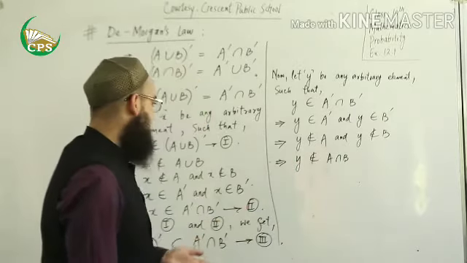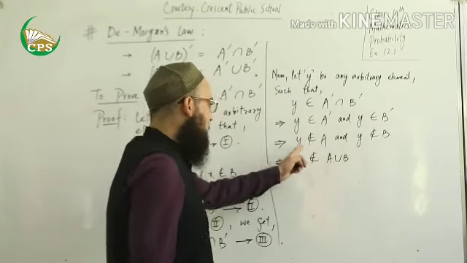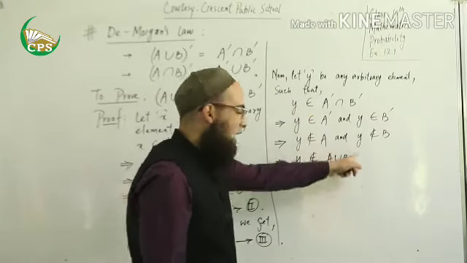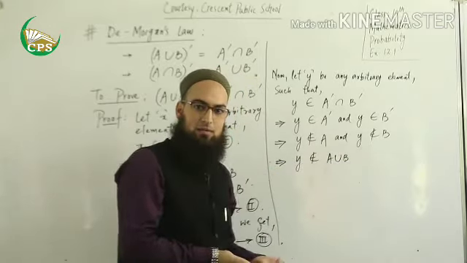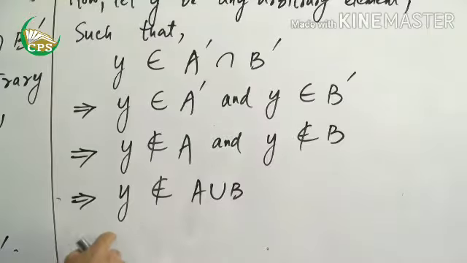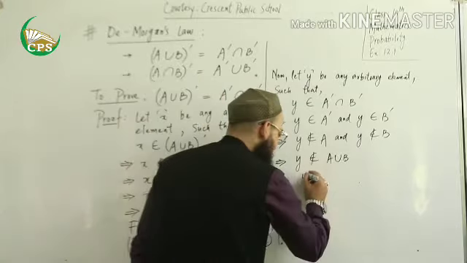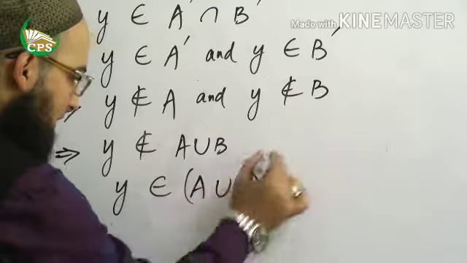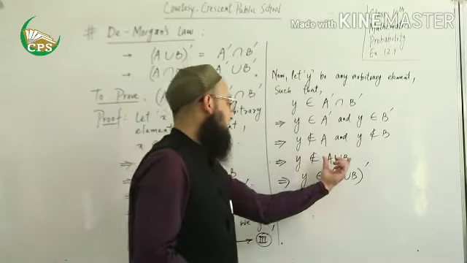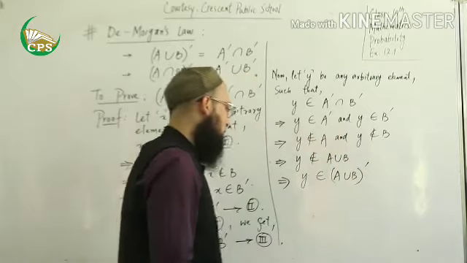Oh, sorry, union. Y does not belong to A, Y does not belong to B. Neither is it in A nor is it in B. That means it's not in the union. So Y does not belong to the union. Now if it does not belong to A union B, it does belong to A union B whole complement. Because it is not in the set, it will be in the complement of the set. So Y belongs to A union B whole complement.